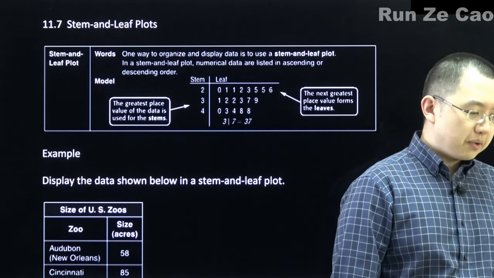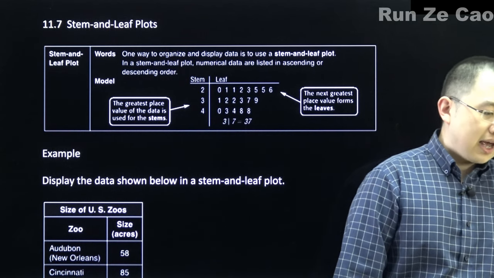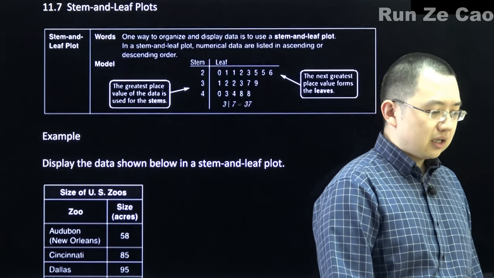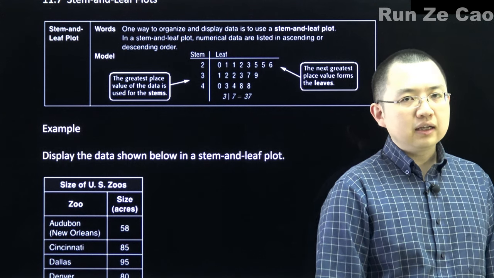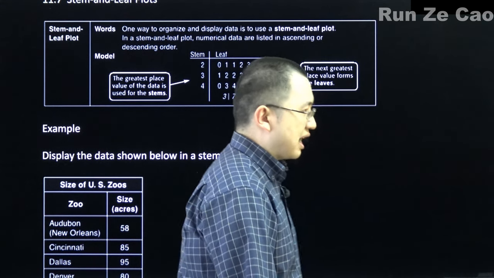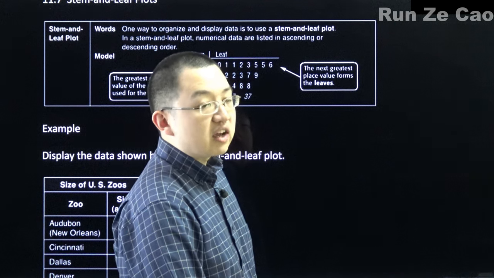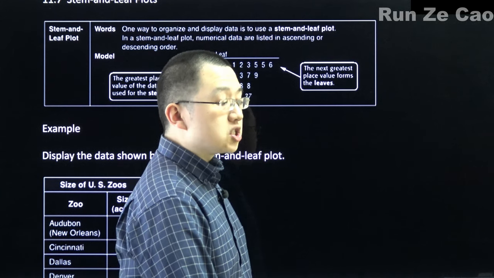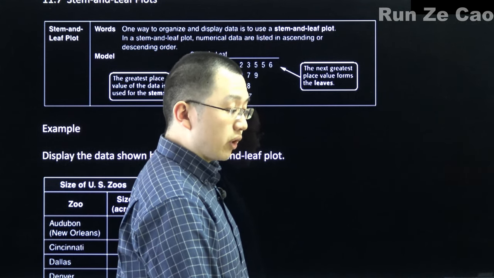The stem and leaf plots. Stem and leaf plots are a way to organize data that is generally most convenient if you only have two digits in each data point.